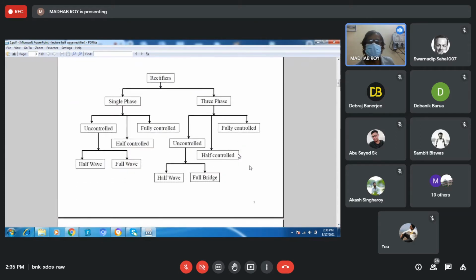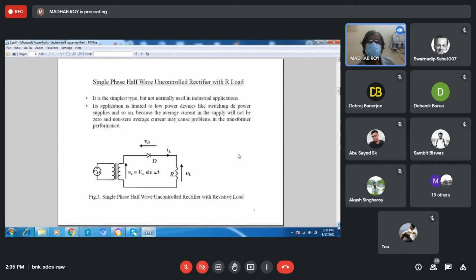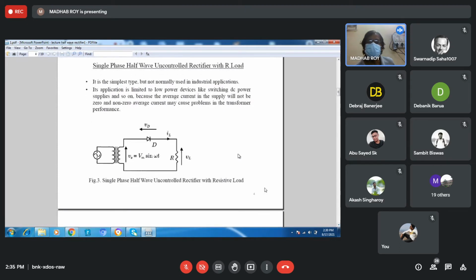Now, what are the types of rectifier? From the single phase you can have uncontrolled, fully controlled, half wave, full wave, like that. We will discuss that in the coming classes. There are also three phase: fully controlled, uncontrolled, half wave, full bridge. Now we go for the single phase half wave uncontrolled rectifier.